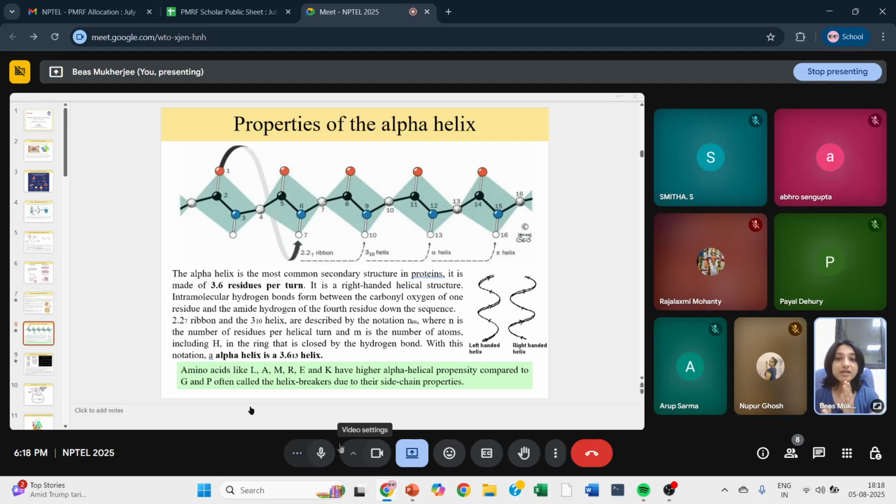Now 2.27 ribbon and 3-10 ribbons are described by the notation NM, where N is the number of residues per helical turn and M is the number of atoms that come within it. So if you count starting from this 1, if you count to let's say 7 or 10 or 13, you see that there are 7, 10 and 13. That is why it is 2.27, 3-10, right? This is how it goes. So now see, including hydrogen in the ring that is closed by a hydrogen bond, with this notation, an alpha helix is a 3.6-13 helix, right?